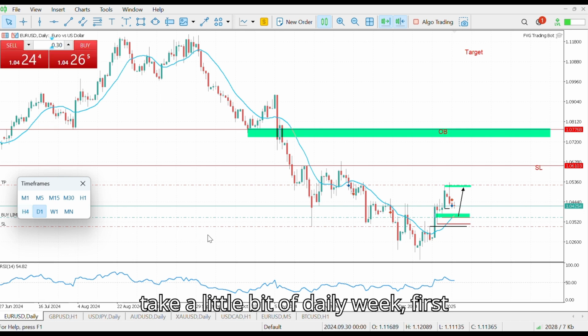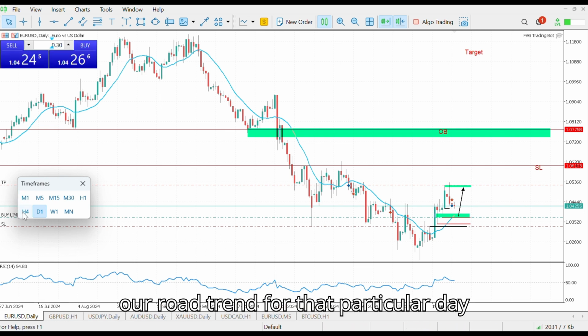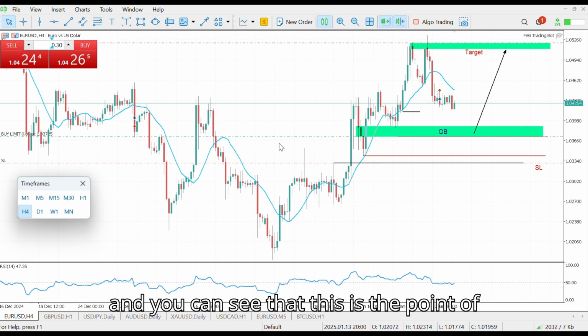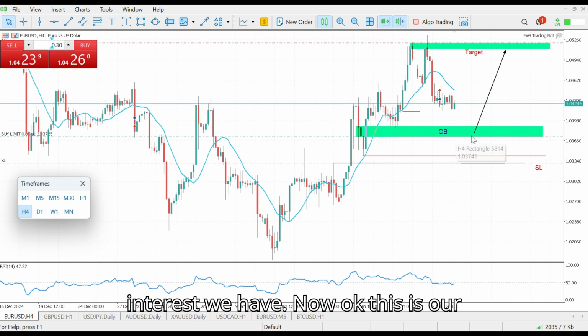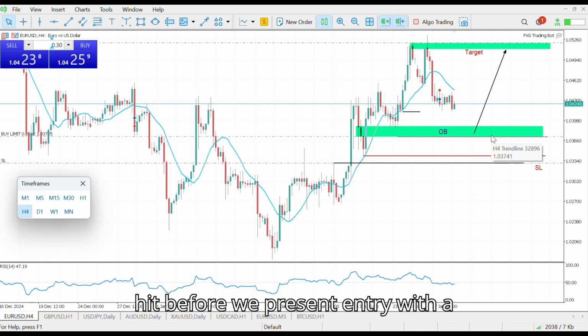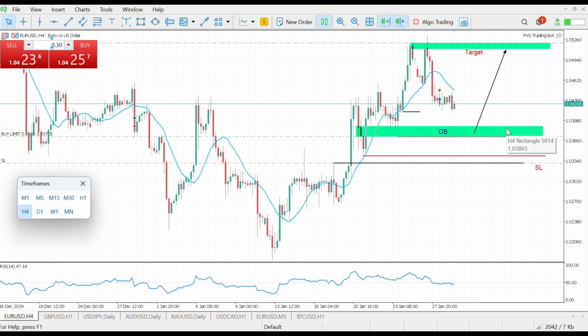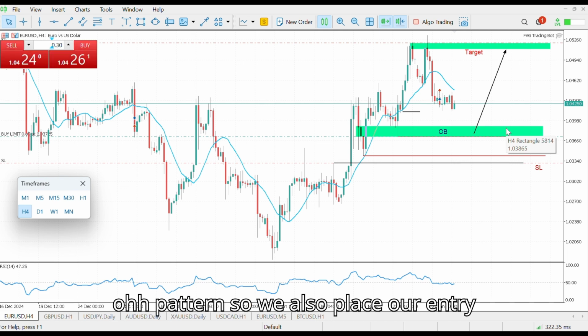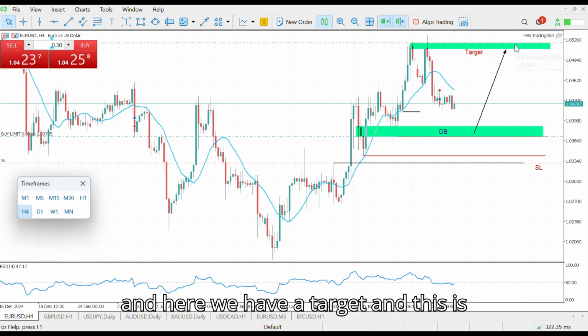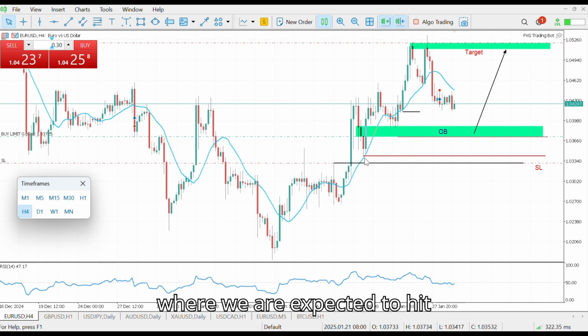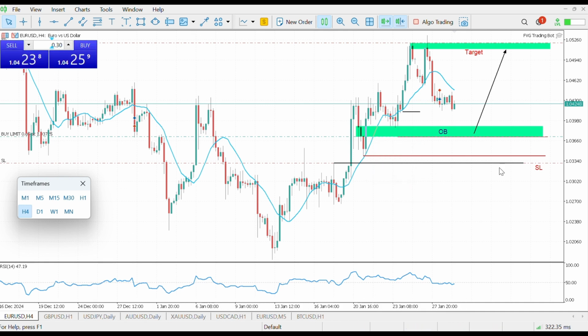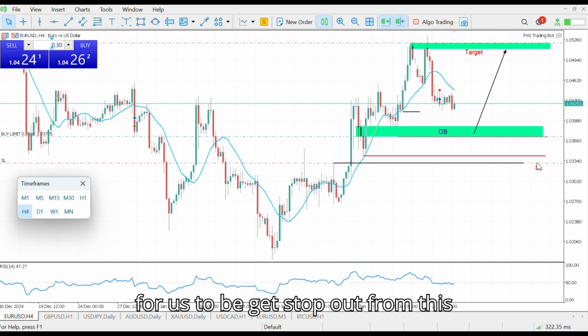This is our daily chart. The first thing we did yesterday was to identify our overall trend for that particular day, and you can see this is a point of interest we have. This is the point where we're expecting the price to hit before we place an entry with a bullish indication, whether a reversal candle or any form of reversal pattern. And here we have a target, and this is where we're expected to hit for us to get stopped out from this particular trade.